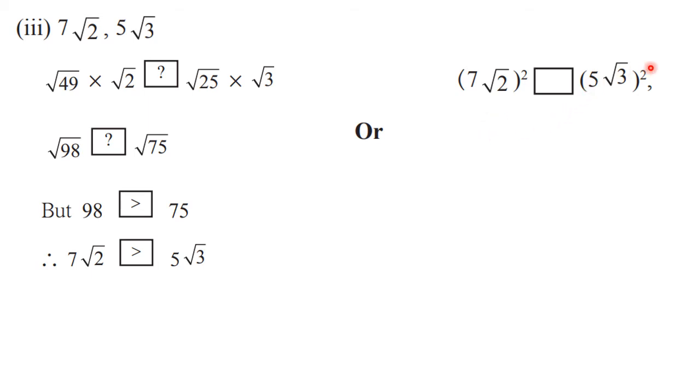And here 5 square is 25 and root 3 square is 3. So 25 into 3 is 75. So 98 and 75, we can easily compare. 98 is greater than 75. Therefore, the first surd is greater than the second one. That means the greater than symbol is going to appear here in the empty box, or the comparison box. So we can say that 7 root 2 is greater than 5 root 3.